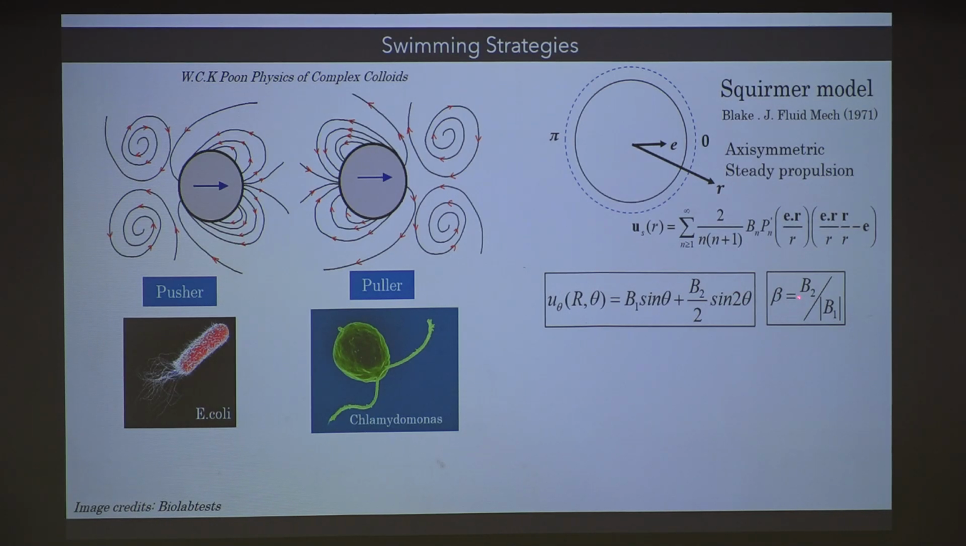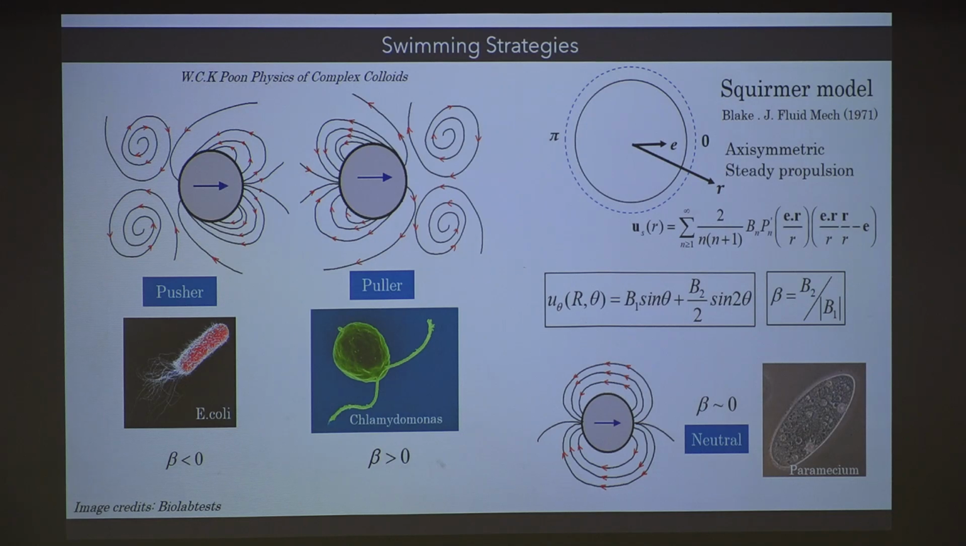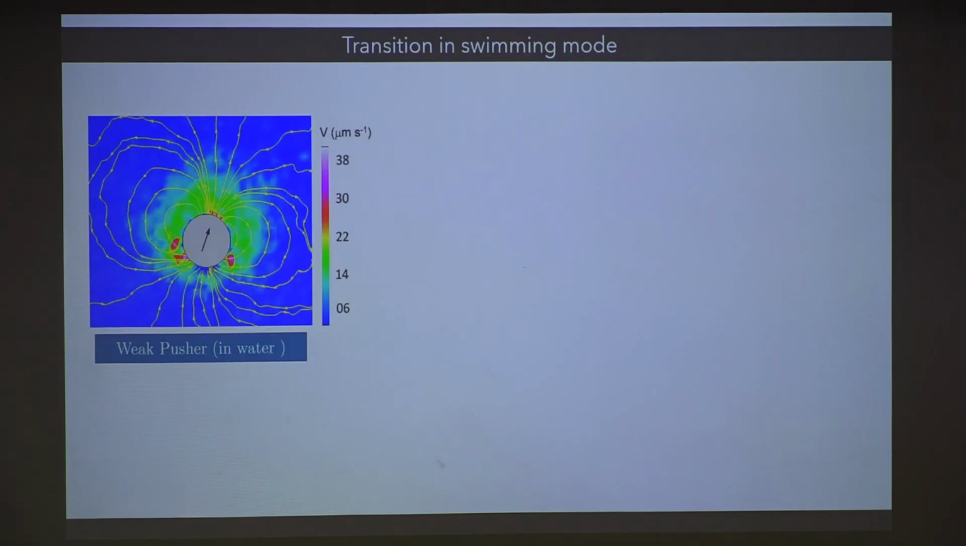From here we can calculate a parameter called beta, which captures the mode of swimming. If beta is less than 0, that represents a pusher. If beta is greater than 0, it represents a puller. And if beta is 0, it represents a neutral mode of swimming, which Paramecium is known to adopt. So through PIV experiments, we captured the flow field around the droplets, and through that we calculated the beta value to identify the mode of swimming.